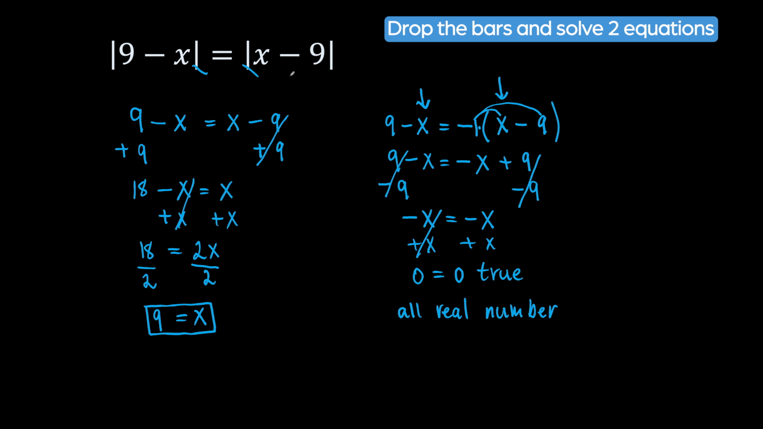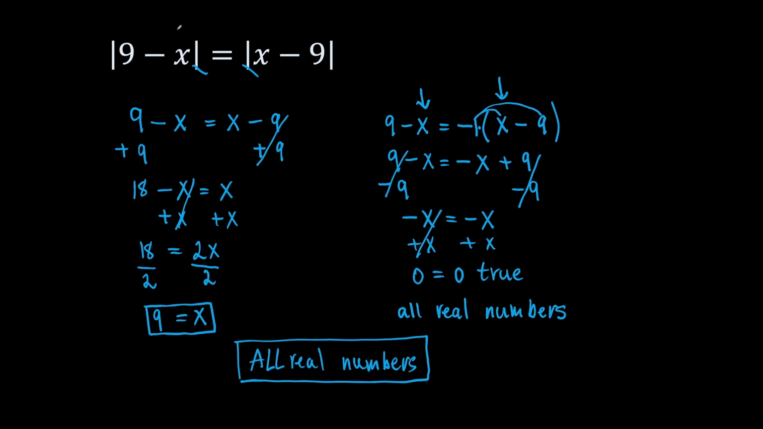Now, how about our original equation? The first equation gave us the solution x equals 9. The second equation gave us the solution all real numbers. So it means the solution to our original equation will be all real numbers, including 9, because 9 is a real number. So the solution to our absolute value equation is all real numbers. It means that any value you plug in for x will make this equation true. Any value you want. Let's check.